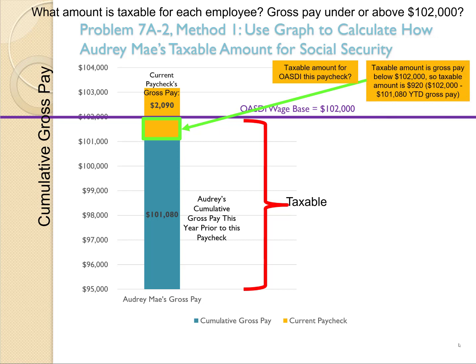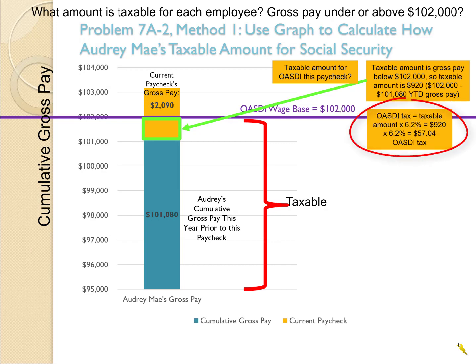Now, how do we calculate the OASDI tax to be deducted from this paycheck? You're going to take the taxable amount, $920, times 6.2%, which gives us $57.04 that we need to withhold from Audrey May's paycheck for OASDI tax. So that's method 1, which is using the graph.